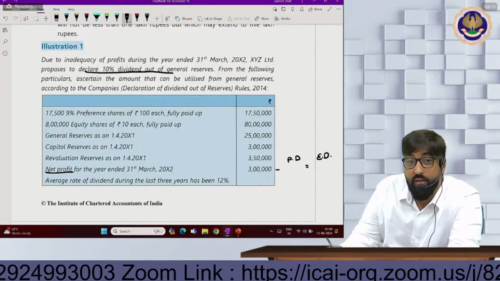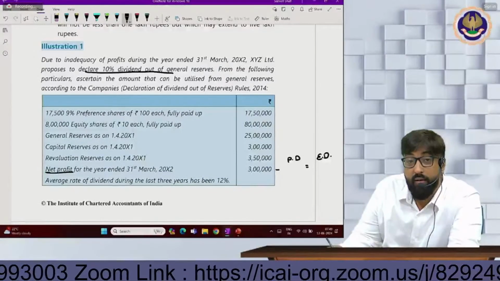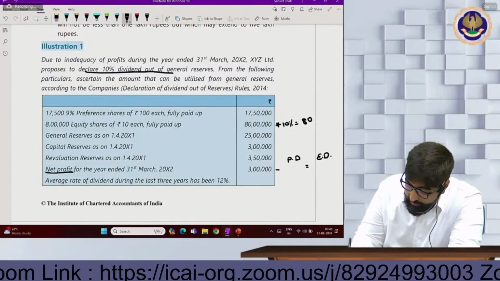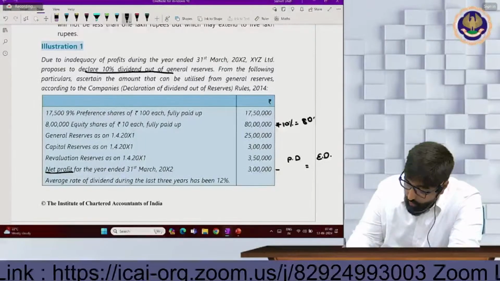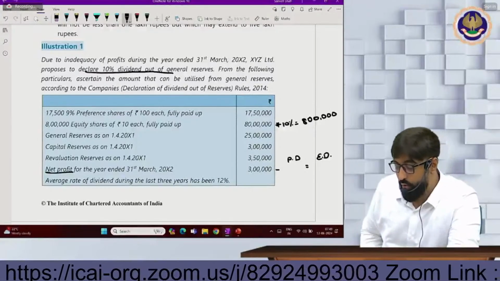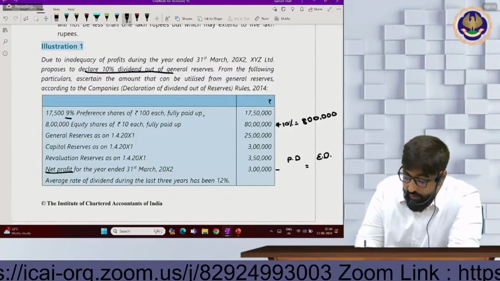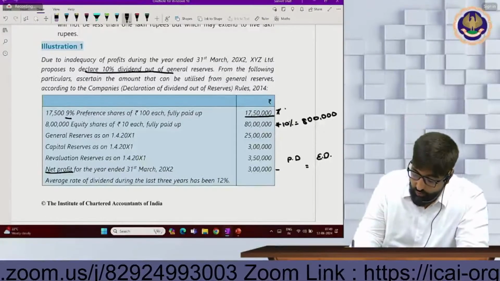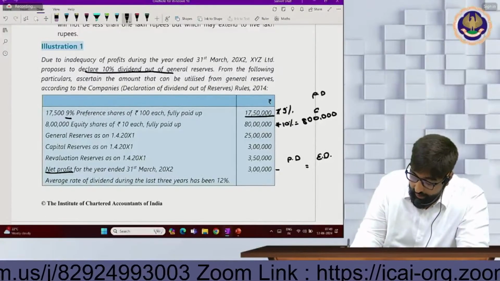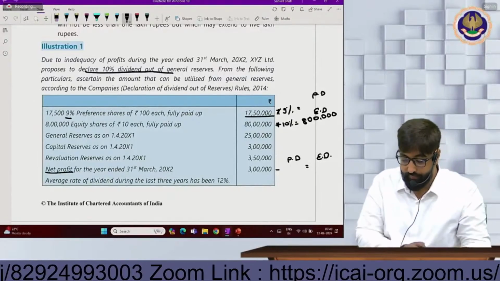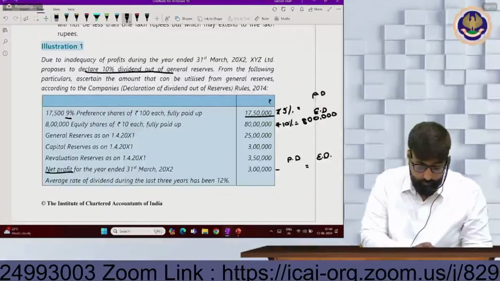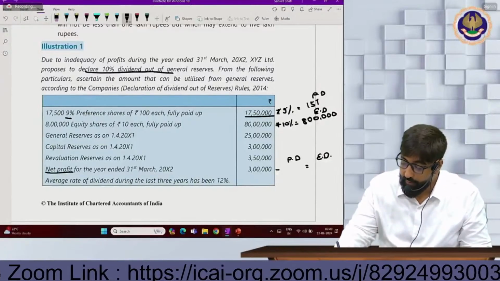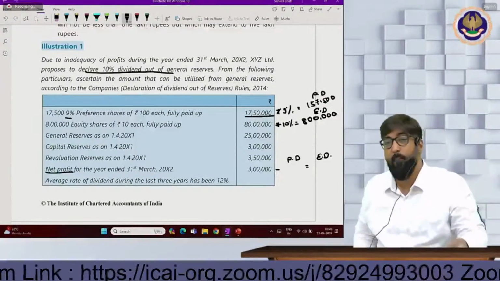Now, how much dividend do you want to declare? 10% dividend. 10% of 80 lakhs, now you want 8 lakh profit. And what is your preference dividend? Yes, calculate your preference dividend, because the preference dividend rate is 9%. This is your preference dividend, and this is the equity dividend you want. So how much did it come to? 157,500. Say yes or no.